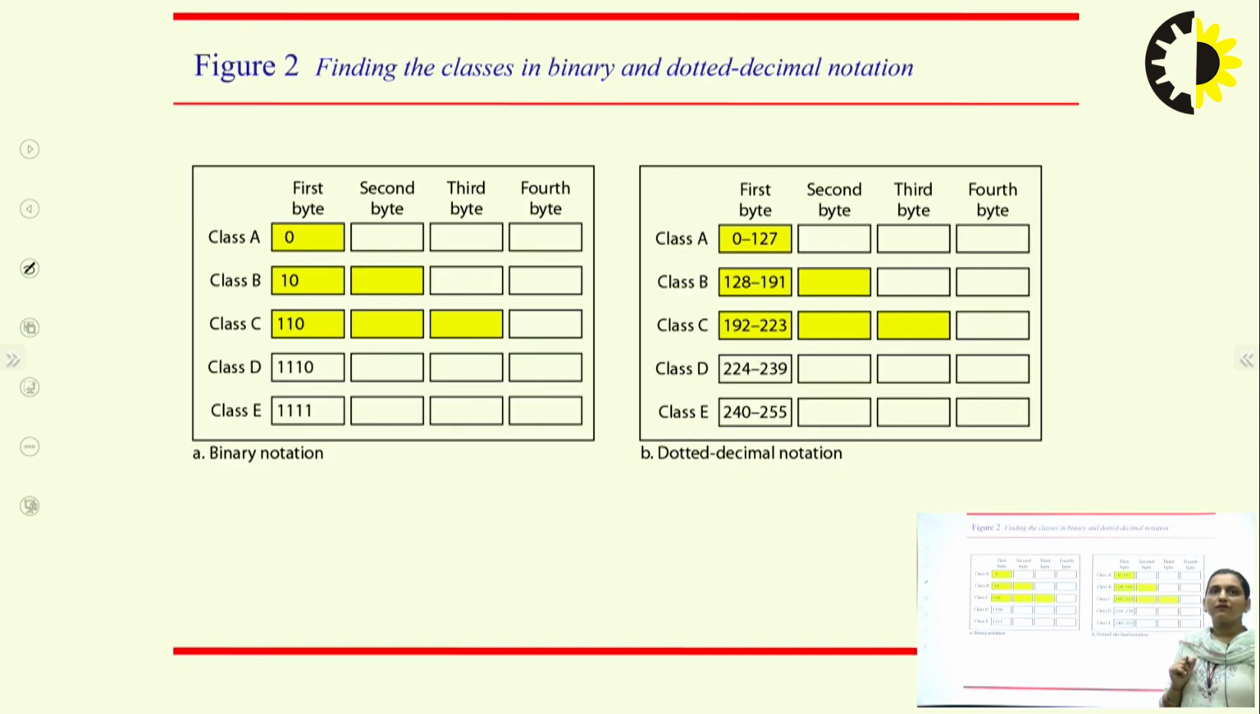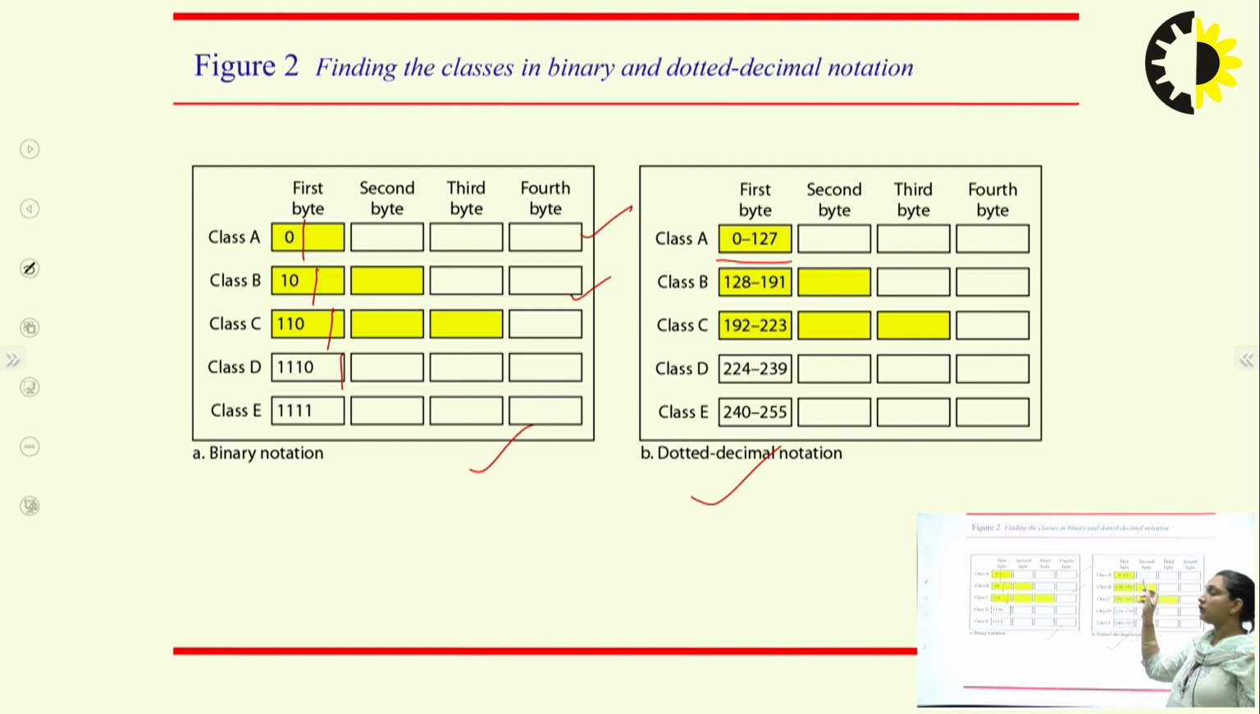In classful addressing, we have binary notation and decimal notation. In binary notation, if the first bit is 0, it is class A. In class B it is 10, in class C it is 110, in class D 1110, and in class E 1111. These are fixed. If you have these prefixes, then you will identify which class the IP belongs to, in binary notation or in decimal notation.